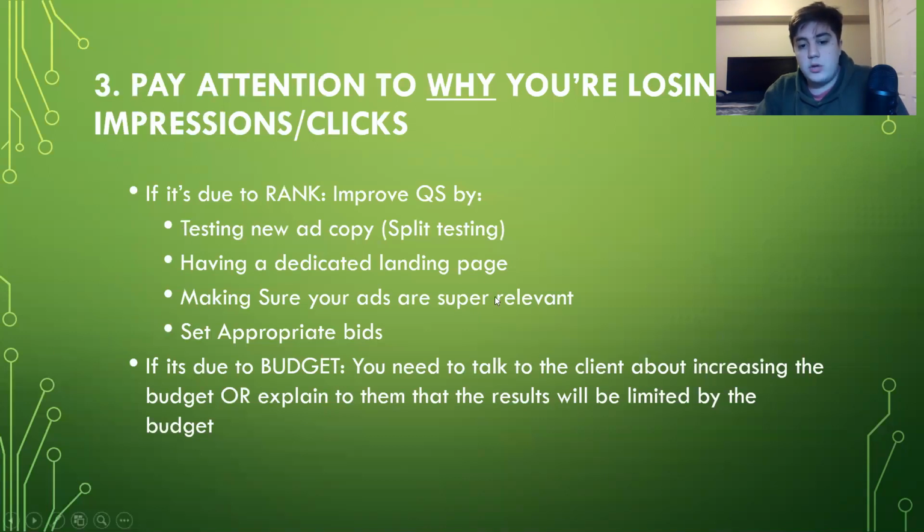If you want to improve your rank, you could do all of this. And if you notice the bid is too low, you could try adjusting the bid a little bit and see if that improves your rank. So this is what you can do if it's limited by your ad rank. Now, if you're losing impressions due to your budget, which is a little different, it means that you need to talk to the client about increasing the budget so that you can get more impressions and more clicks, or you have to explain to them, if it's not possible, that these results will be limited by the budget, and that if they want to have it at the max potential, they have to increase the budget.